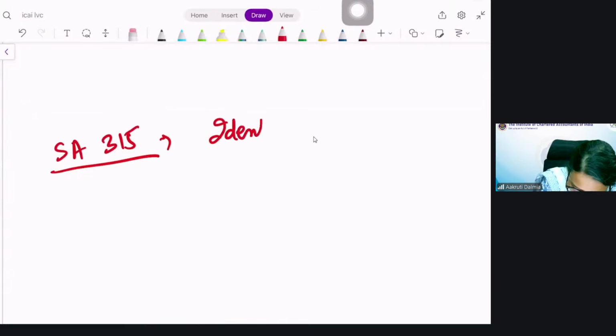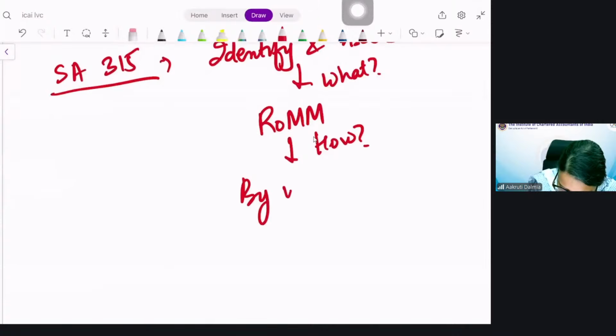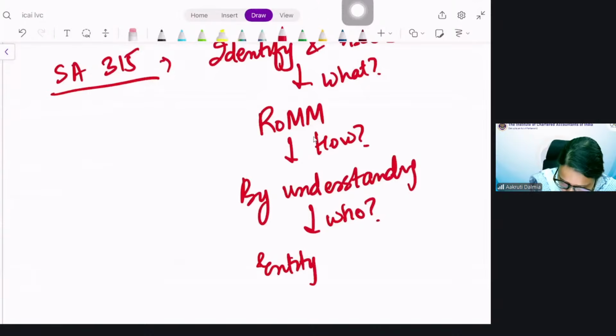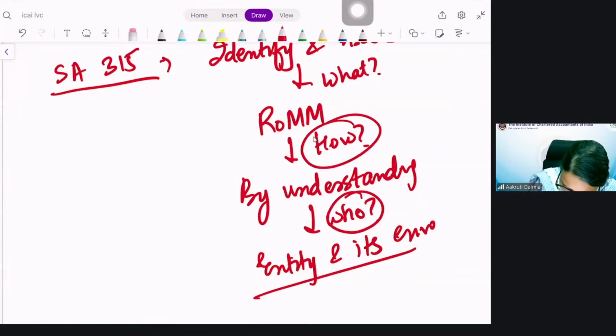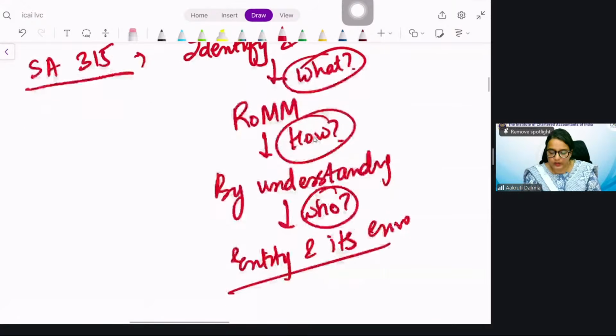We have to identify and assess what? Risk of material misstatement. How do we have to assess? By understanding who? Entity and its environment. So how do we remember this? Identifying and assessing the risk of material misstatement through understanding the entity and its environment. Everyone clear?